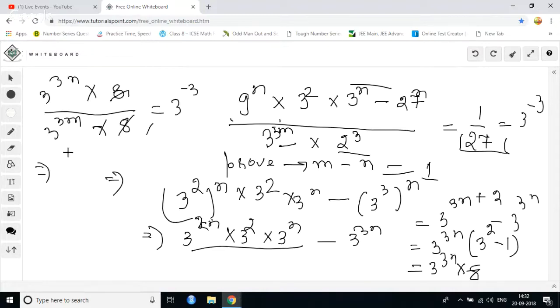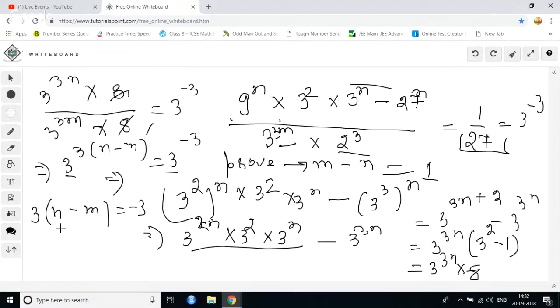So I can write it 3 to the power 3 n minus m is equal to 3 to the power minus 3. Now if bases are same and both the sides are equal, powers would also be equal. So I'm making powers equal. 3 n minus m is equal to how much? Minus 3. So I cancel this 3 and 3. I get n minus m is equal to minus 1 here, and if you multiply both sides with minus 1, you get m minus n is equal to 1, which you are supposed to.